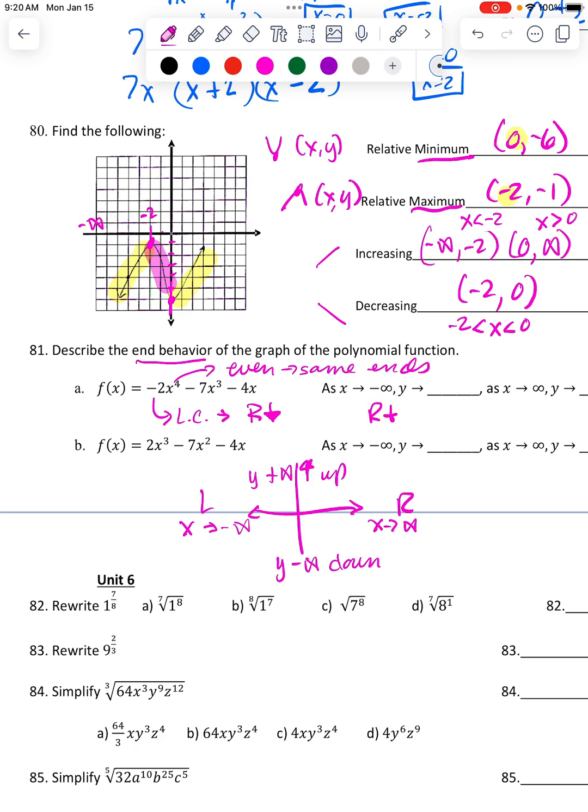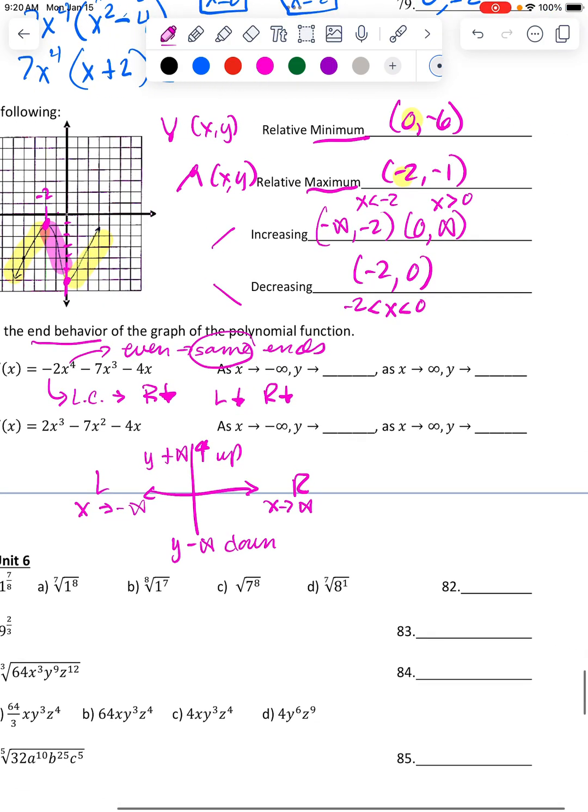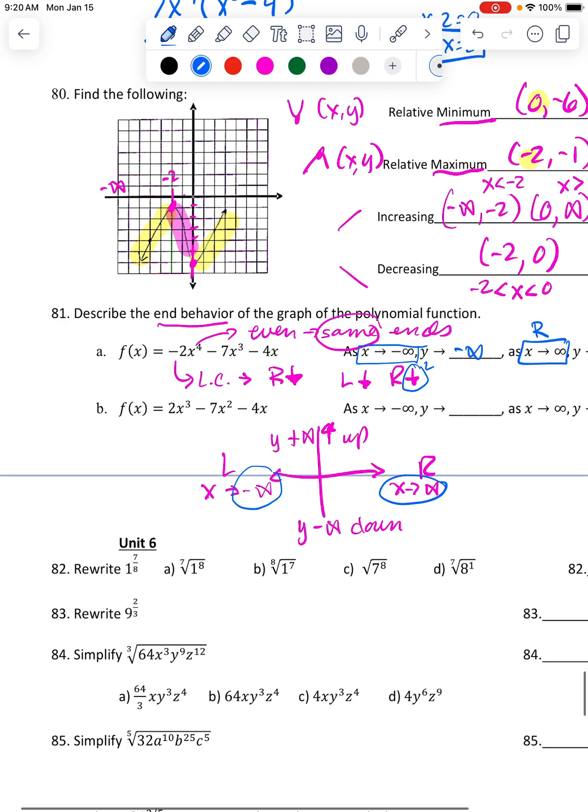So if my right end is going down, but they're doing the same thing, my left end is going down also. So up here, where it's asking what happens as x goes to negative infinity, well, that's the left end. Since it's going down, I would write negative infinity. X going to positive infinity is over here. They're asking me what the right end is doing. And since it's going down also, I would also put negative infinity. My choices are just positive or negative infinity.